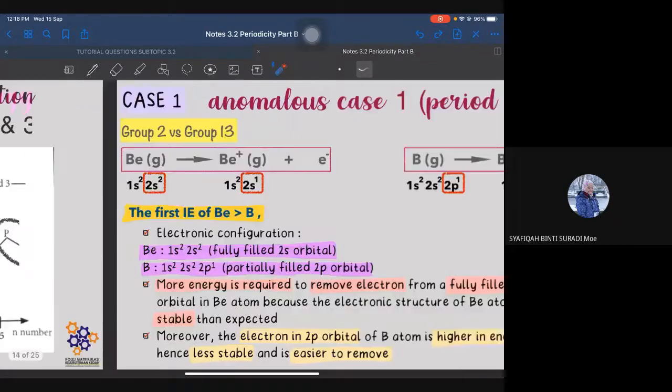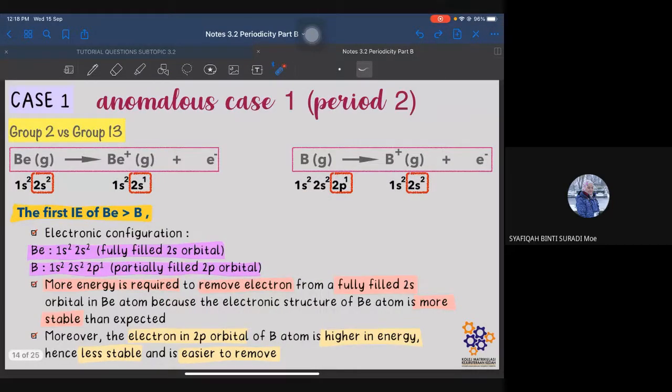Okay, now let's go untuk first case. So first case is anomalous case 1, which is between period 2. So anomalous case 1 ni is between group 2 and group 13 dekat period 2. Okay, so between beryllium dan juga boron. So kita bagi tahu, statement kita adalah kita tahu first IE of Be is larger than B. Okay, so kita nak tahu kenapa first IE beryllium is larger than boron.